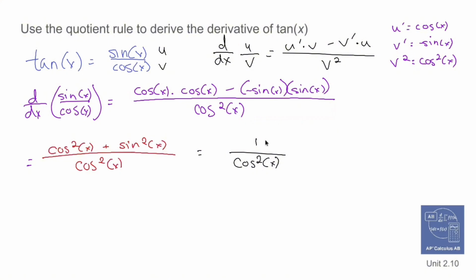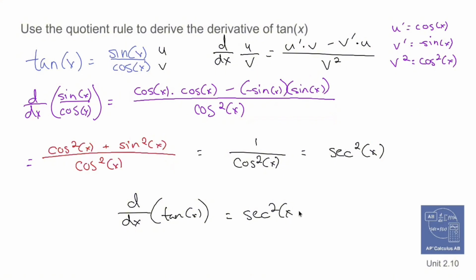Well, we also know from pre-calculus and geometry that 1 over regular cosine is secant. So 1 over cos squared is secant squared x. So after all of that, the derivative of tangent x is secant squared x. And we did that using the quotient rule. Isn't that neat?